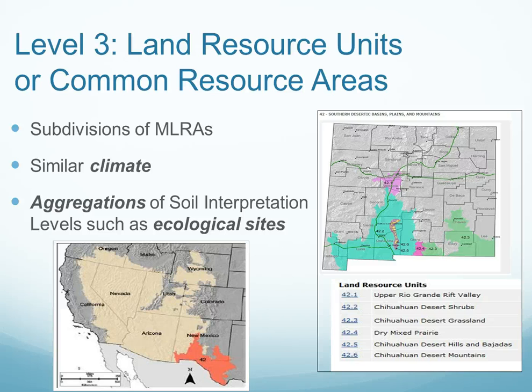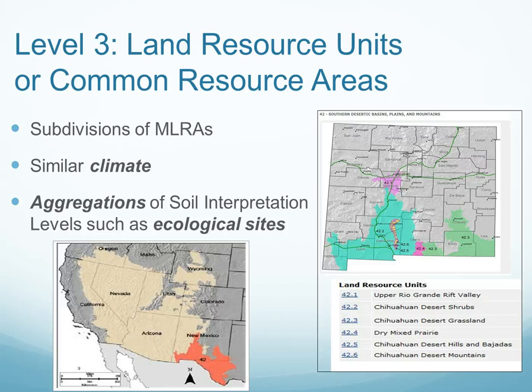And land resource units were developed based on having similar climate. So what we see here is from MLRA 42, over here in this map of New Mexico, it shows 6 land resource units that were subdivided out of MLRA 42. The land resource units and common resource areas are the first aggregation of soil interpretation levels, such as ecological sites.